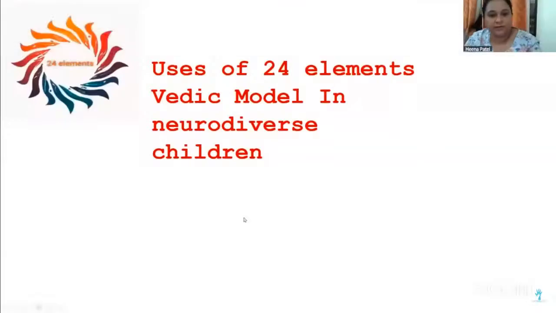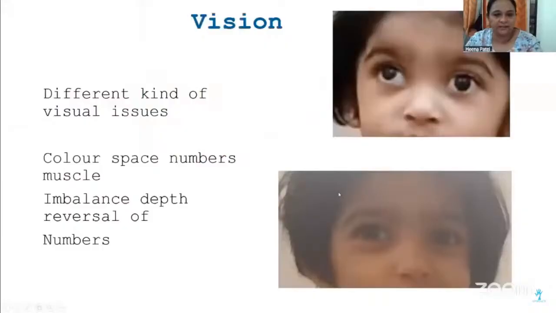So, the 24 elements Vedic model, that's in neurodiverse children. And this is the vision we have shifted. The eye muscles get distorted in this girl, and she connected with me on a spiritual basis only. After doing certain sessions, her behavior and speech, everything shifted along with her eyes. Only a single system was affected in this girl, and that was distorting her total behavior and speech development.